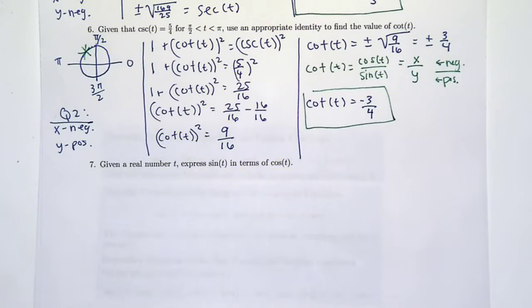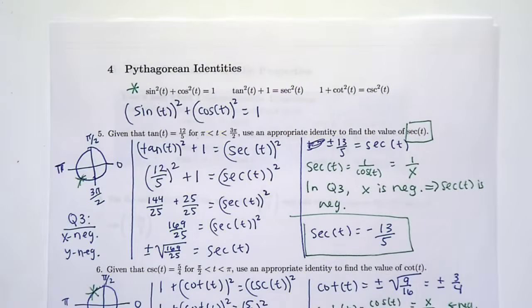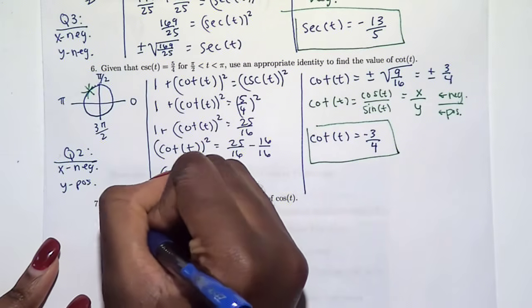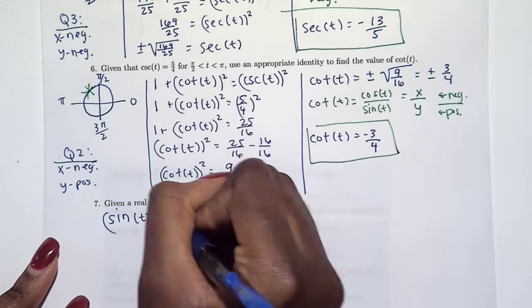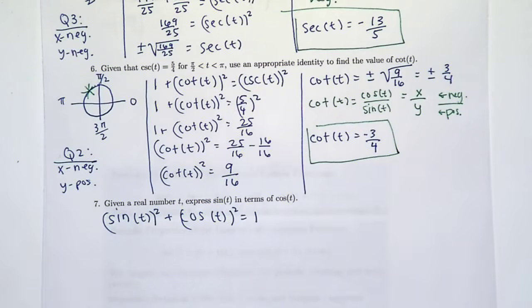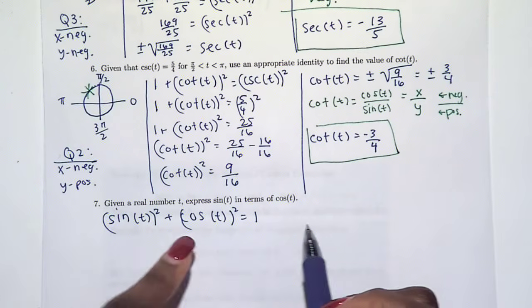All right, let's look at number 7. Given a real number t, express sine of t in terms of cosine of t. Well, do we have any equations that relate sine and cosine to each other? We do: the Pythagorean identity. This is the main one, the one you need to know the most. Sine of t squared plus cosine of t squared equals 1. Our goal is to write sine of t in terms of cosine of t, which means we want sine of t equals, and our answer will have cosine in it. So I'm going to move cosine t squared to the other side.